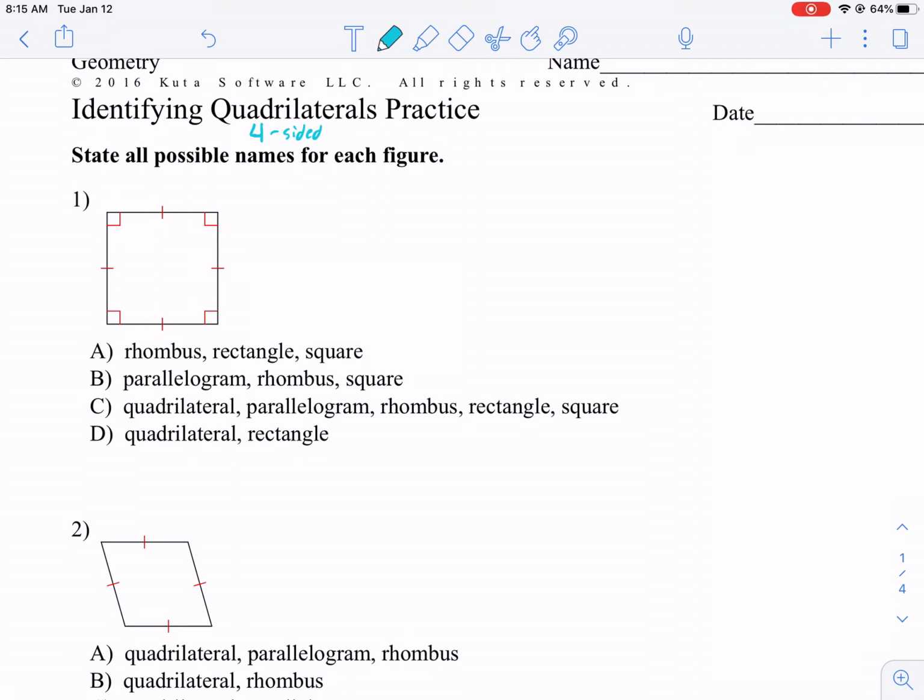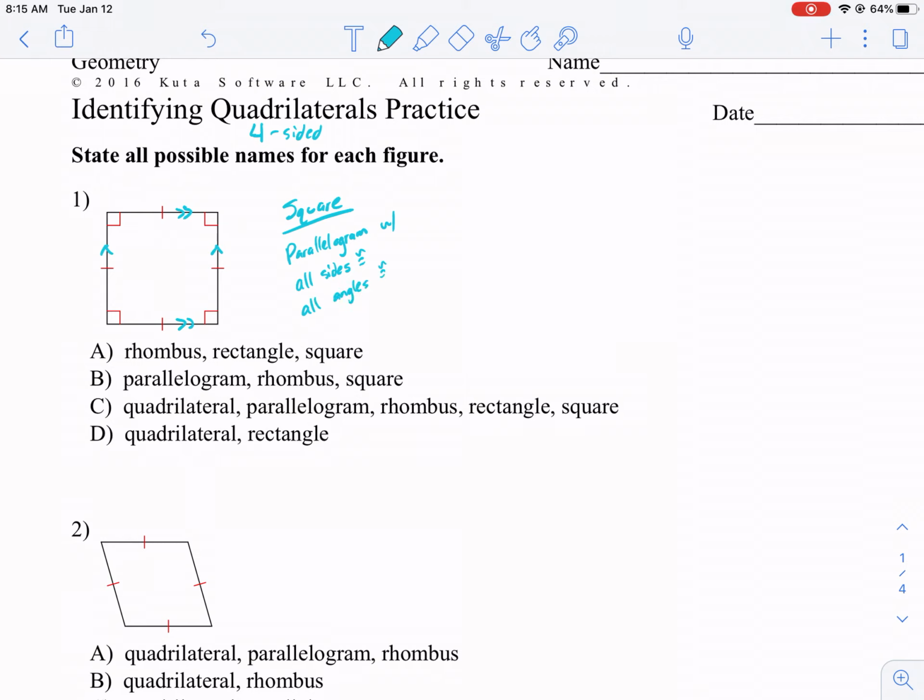The first one, okay, obviously we recognize it as a square. Now, what makes it a square though? A square is specifically a parallelogram. Okay, what does that mean? A parallelogram means it has opposite sides parallel. So these would be parallel and these would be parallel. It's a parallelogram with all sides congruent and all angles congruent.